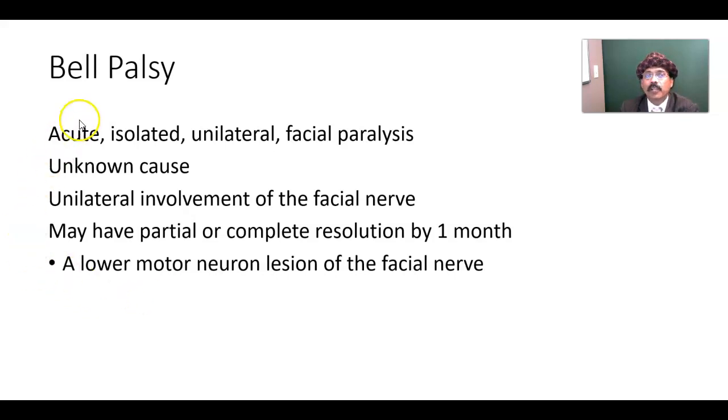So what happens in Bell's palsy? Acute isolated unilateral facial paralysis. So one-sided paralysis, the entire same side is paralyzed.